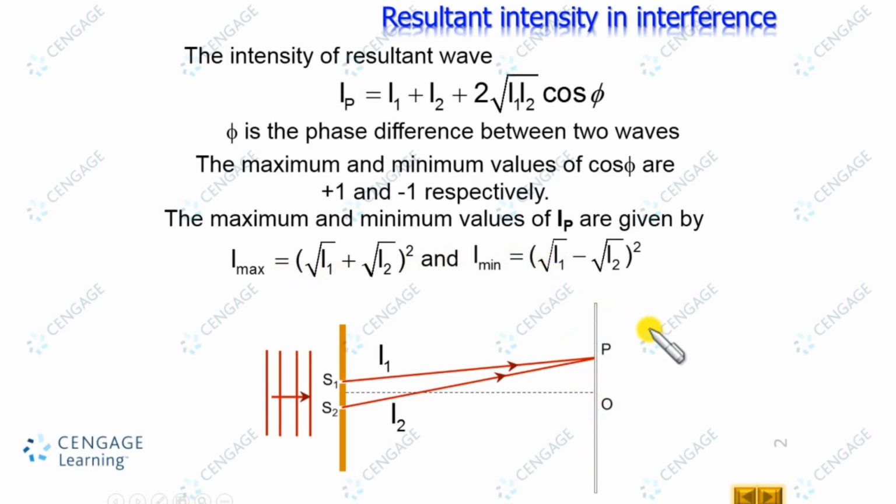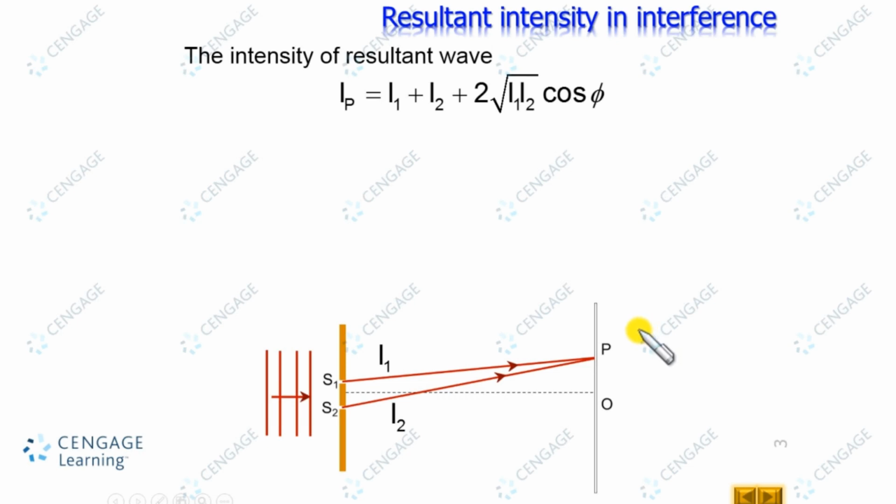Okay. Let us consider one more situation. Suppose the size of the slits is equal. That means the area of exposure is equal. That means the intensity of the wave coming out from S1 and S2 will be equal. That means I1 is equal to I2. Say this value is equal to I0.